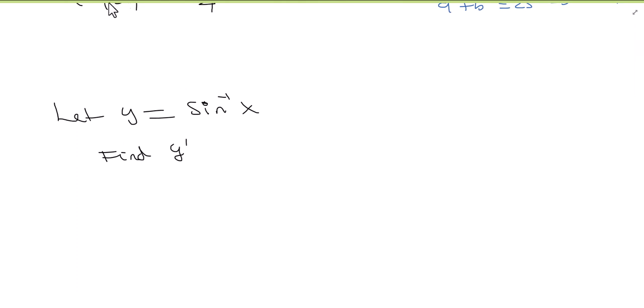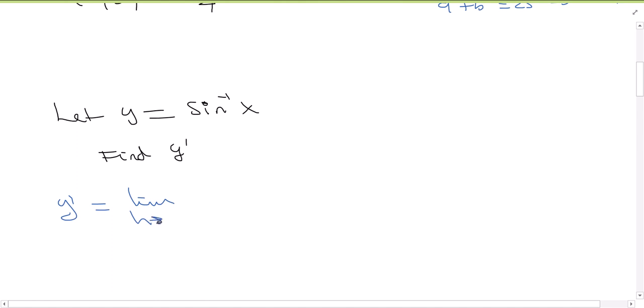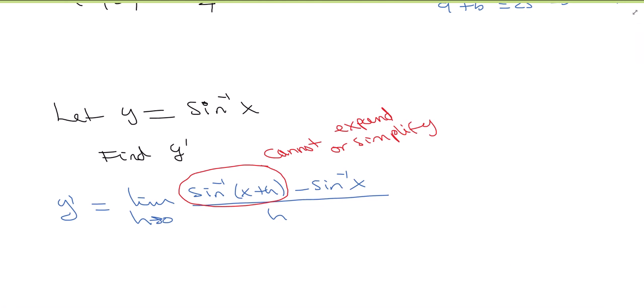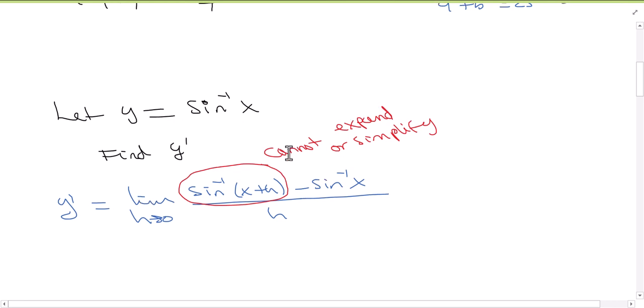So normally when we don't know what something is, as we did with logarithms, we rely on the definition. So y prime will be the limit as h goes to 0 of f of x plus h, so in this case, sine inverse of x plus h, minus sine inverse of x, all over h. But just as we did with logarithms, we run into the problem that we cannot expand or simplify this, so we're kind of stuck. So similarly to what we did with logarithms, we are going to bring in implicit differentiation here.